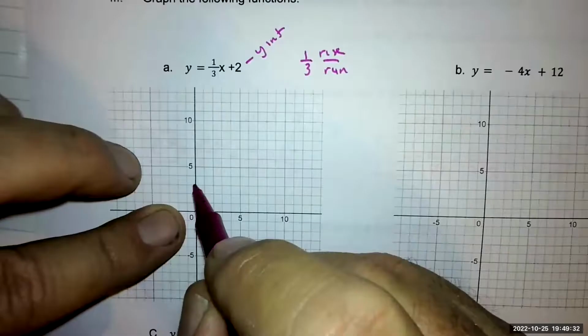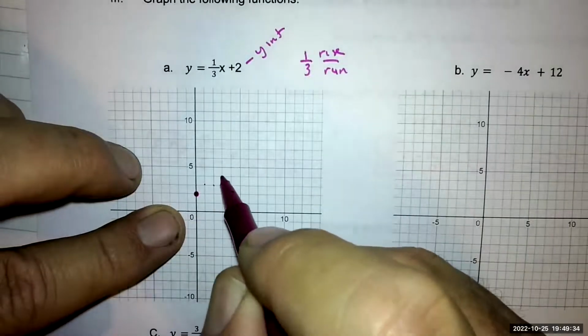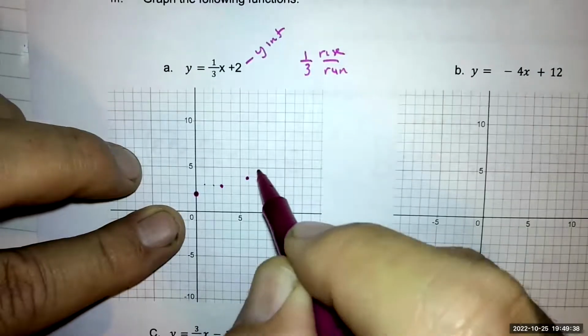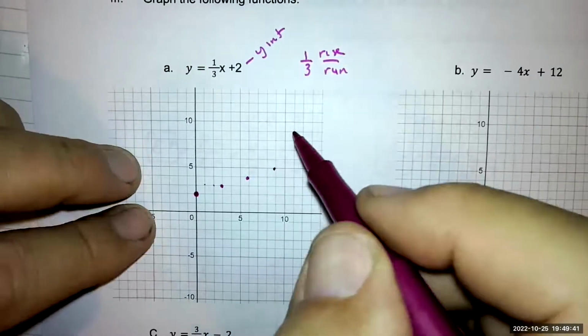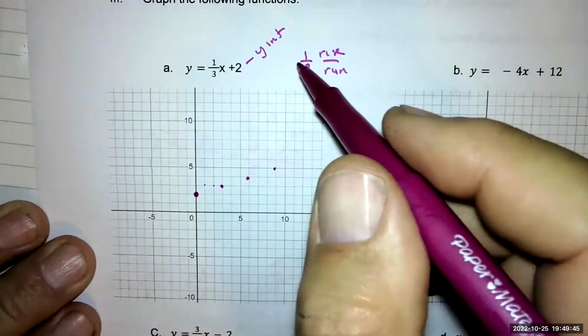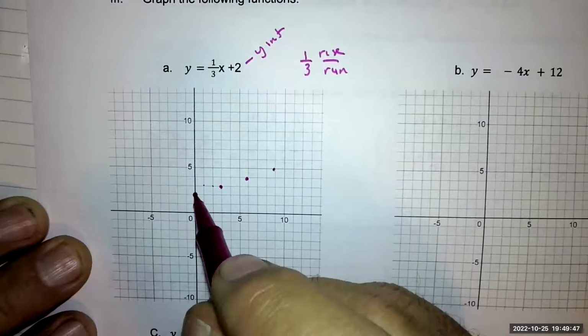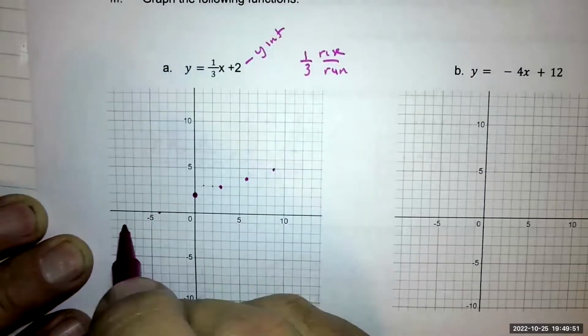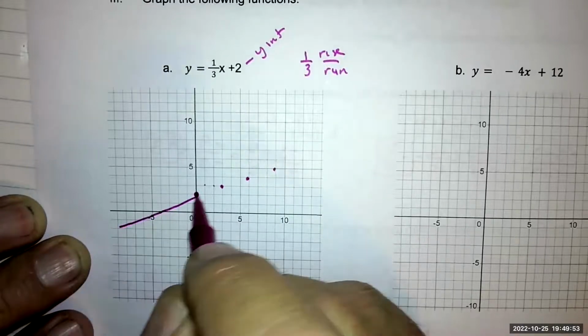So up 1 over 3, 1, 2, 3, put a dot. Up 1, over 3, put a dot. Then I can take a ruler, and I don't have a ruler on me. We're just going to try to do the best we can. Now I also can go down 1 over 3. So we're going to try to draw this the best we can, something like this.